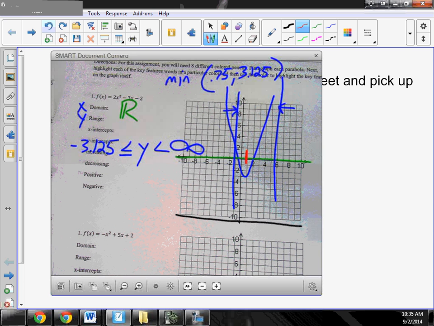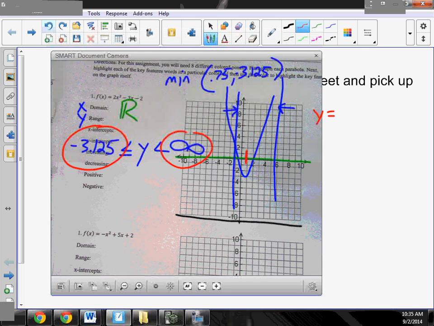So there's another way to write this that's a little bit easier. Instead of writing the y and the inequalities, we can condense it down into this number and that number. So what we'd say is y equals -3.125, comma, infinity. Just like a coordinate, just like an xy.